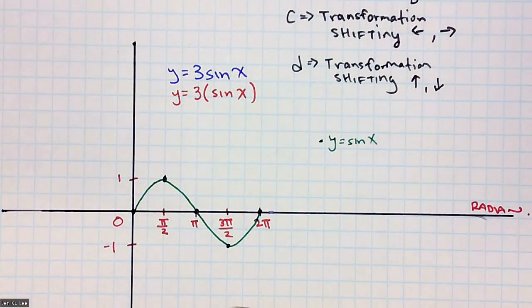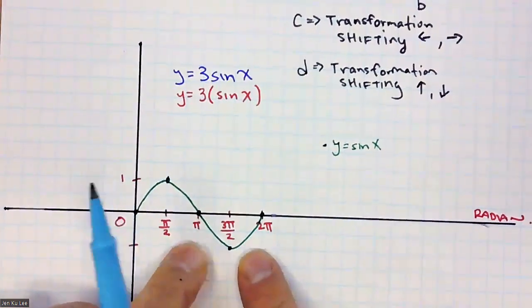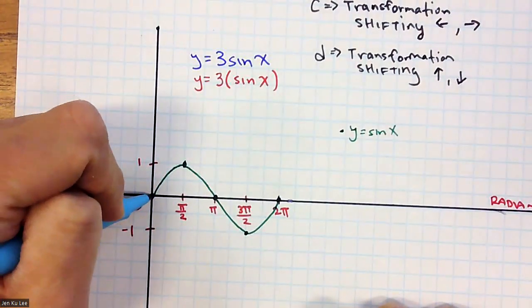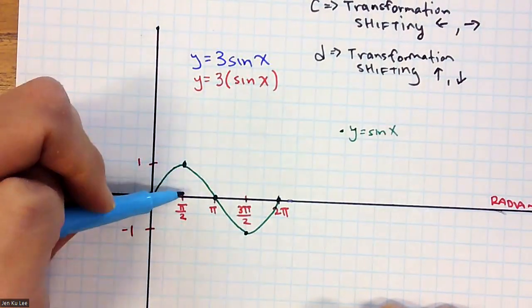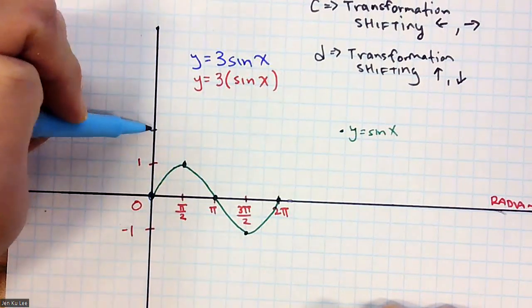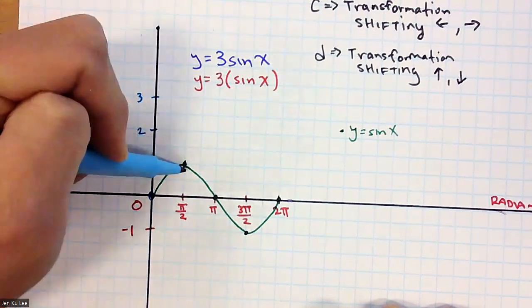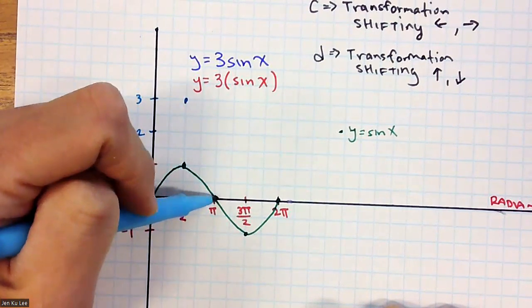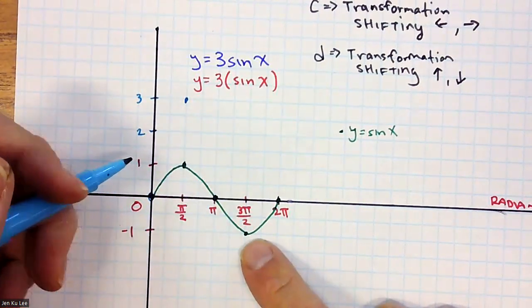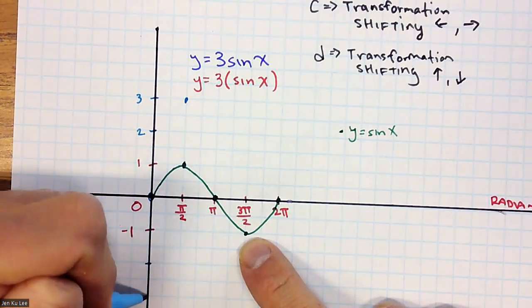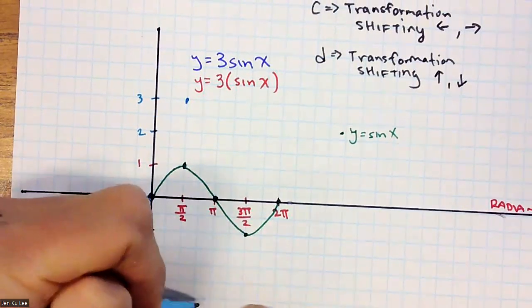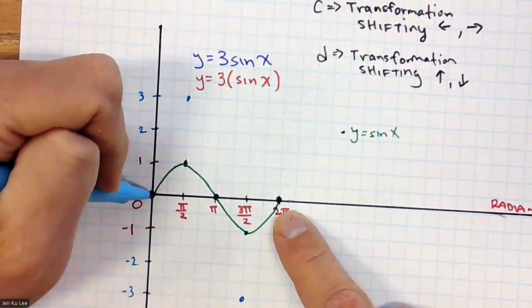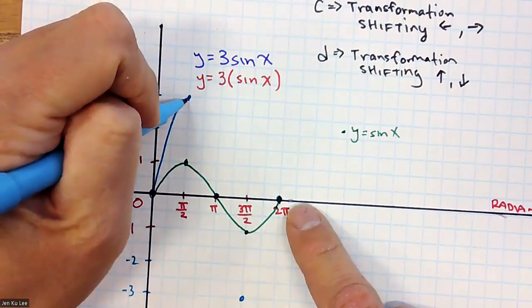So if I'm multiplying 3 by whatever the sine of x is on that radian measure, 0 times 3 is 0. 1 times 3 is 3. So 1, 2, 3. So that goes up there. 3 times 0 is 0. 3 times -1 is -3, which is right here. And then 3 times 0 is still 0. So here is the graph.